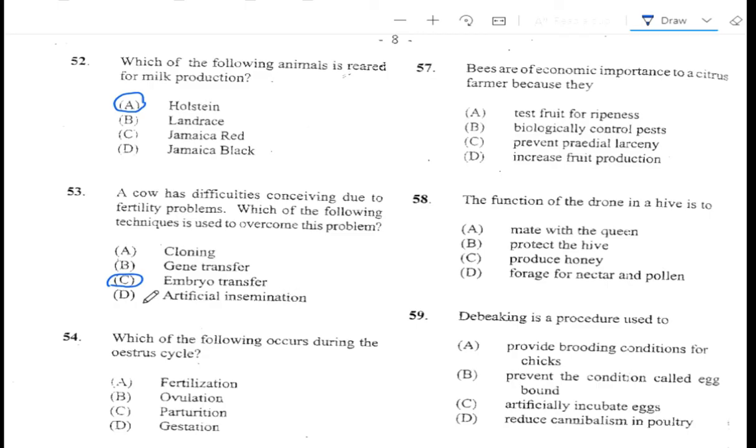Alright, so the distractor question here is the artificial insemination, but with this method you will still deposit sperm. The difference between artificial and natural insemination is that with natural, a penis is used. Artificial, a syringe is used. Alright? And if the animal is having fertility problem, then AI will not necessarily work. Because the farmer can deposit the sperm artificially, but it may not be fertilized. Alright? But embryo transfer is the surest method.